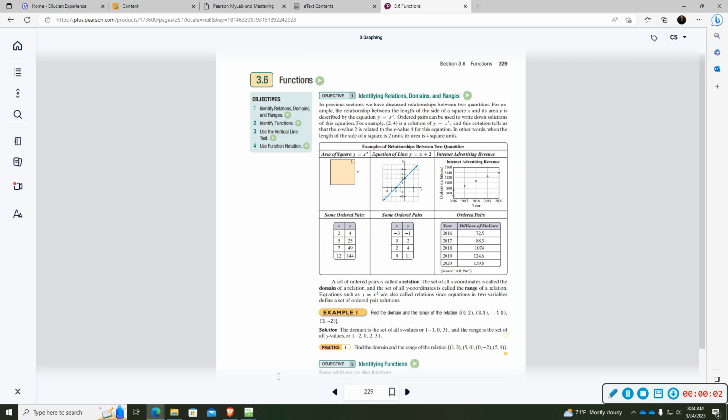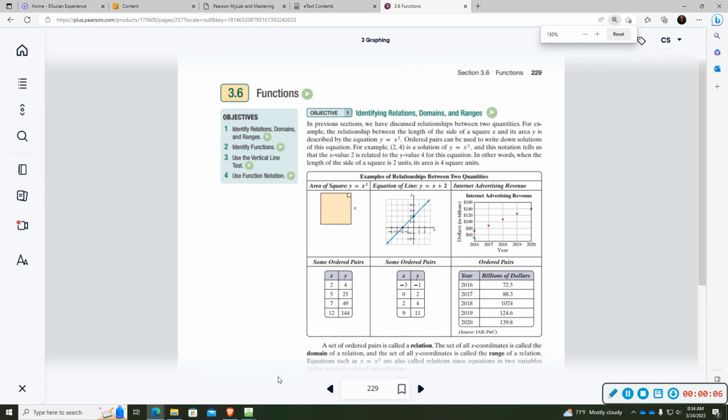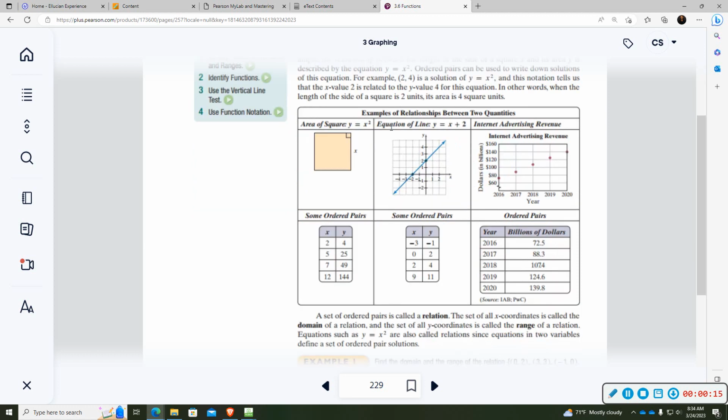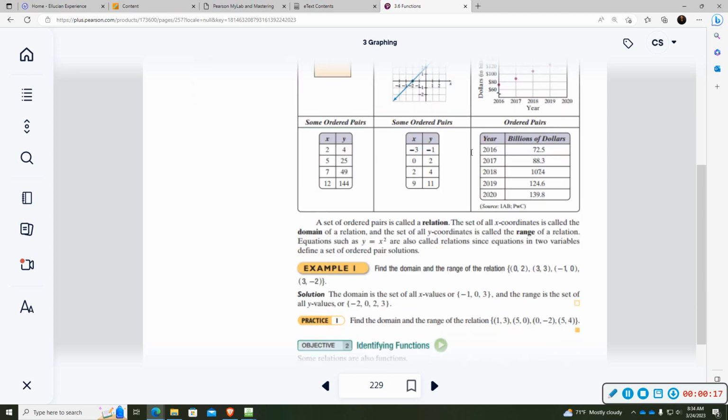All right, today we're going to be looking at functions, and let me zoom in a little bit. So the objective here, we're going to be trying to identify relations, domains, and ranges. And so you have some examples and pictures that they show you here, but down here they begin to describe what relation and everything is.